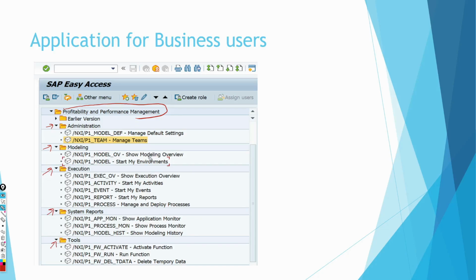So these are the T codes. All the modeling is done in my environment. If you click on this T code in the system, it will open in Fiori. We'll see each one of them one by one to see how it works.